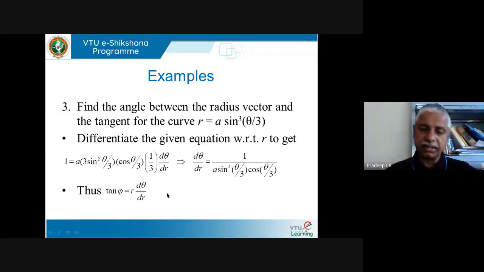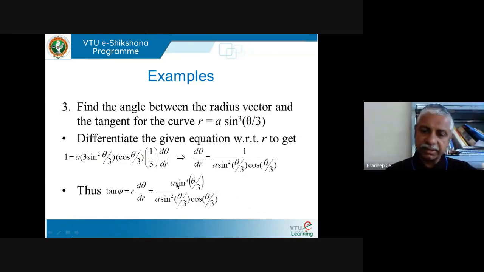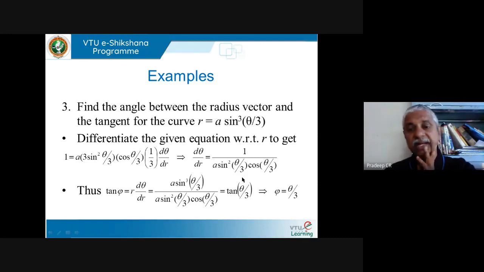So tan phi is r d theta by dr, which is equal to, r means a sine cube theta by 3, so I'll write a sine cube theta by 3 into d theta by dr, which is 1 by a sine square theta by 3 cos theta by 3. Here sine square will get cancelled, and a will also get cancelled. I'll be left with sine theta by 3 in the numerator and cos theta by 3 in the denominator, which is tan theta by 3, which means phi is the same as theta by 3. Note that this is independent of a. A is not showing up at all here. These are nice observations.